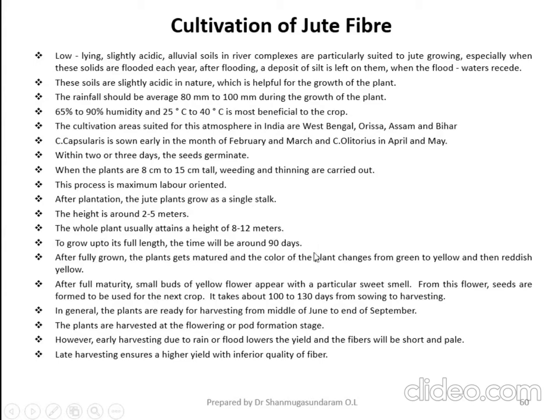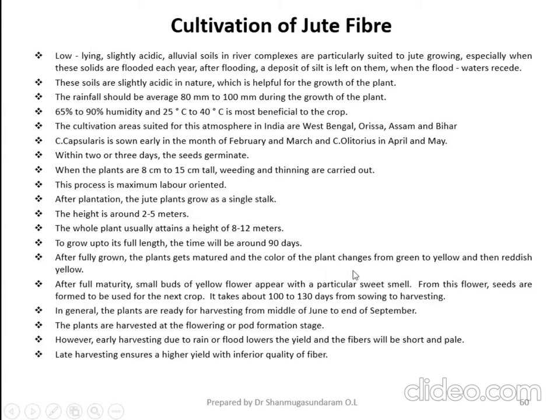So it attained its full height, how much time it took? 90 days. So from the plantation until its maturity, how much time do you need? 90 days is needed to attain its full maturity. Once it attains its full growth, the plants get matured.